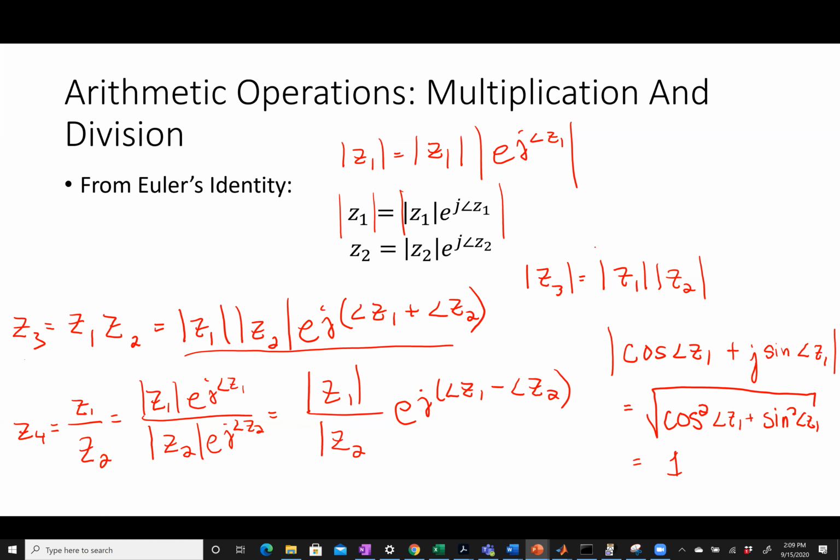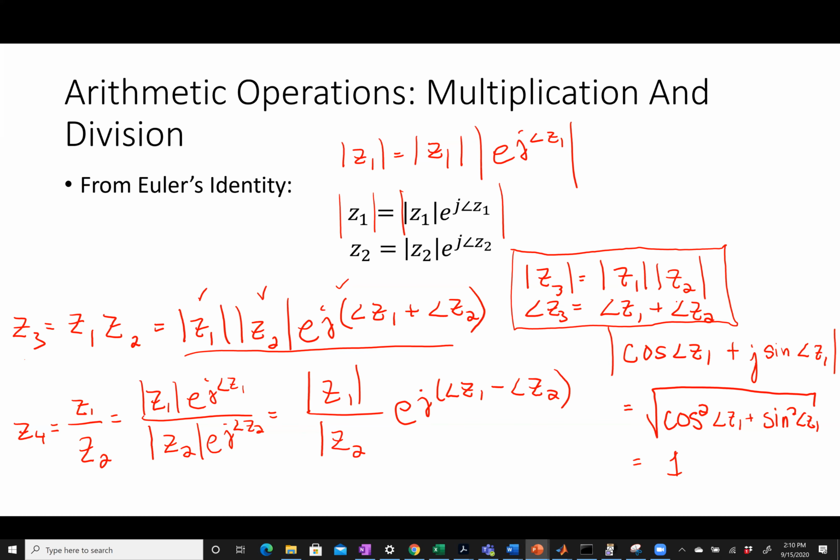If I look at the angle here, what's the angle of Z3? Well, the magnitude of Z1 and the magnitude of Z2 are always real numbers. So what's the angle of a real number? This is a real number, this is a real number, this is a complex number. The angle of a real number is always zero. So the angle of the whole thing is angle of Z1 plus angle of Z2. To multiply complex numbers, I multiply their magnitudes and I add their angles.